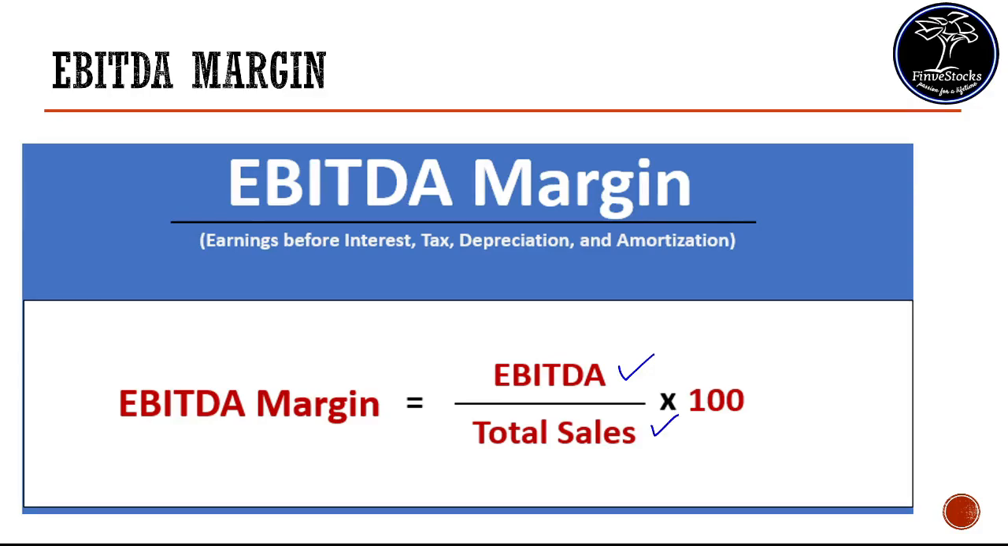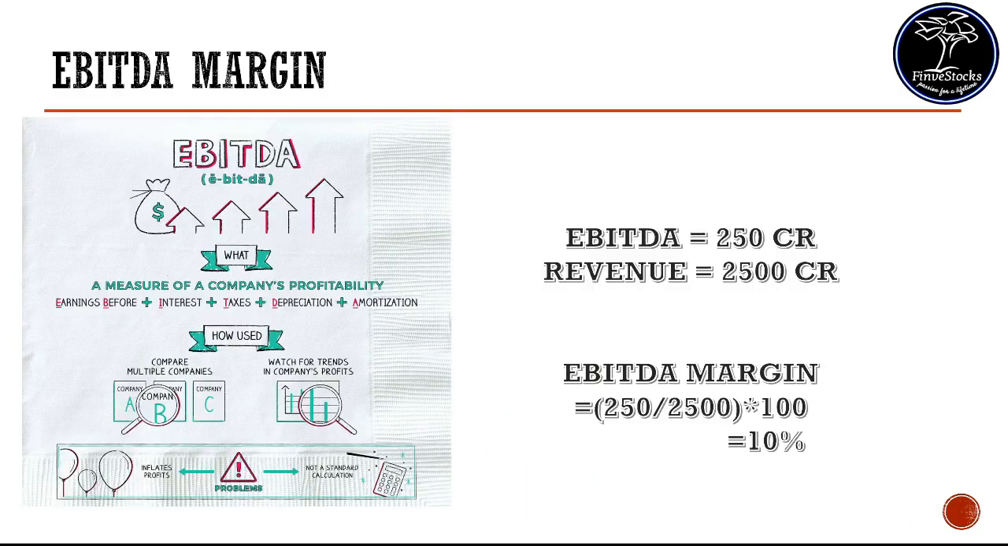For example, consider EBITDA is 250 crore and operating revenue is 2500 crore. An EBITDA of 250 crore means the company has retained rupees 250 crore from its operating revenue of 2500 crores. So EBITDA margin shows the company spent 90% of its revenue towards its expenses and retained 10% of its revenue at the operating level for its operations. The company makes 10 rupees when 100 rupees operating revenue is generated.